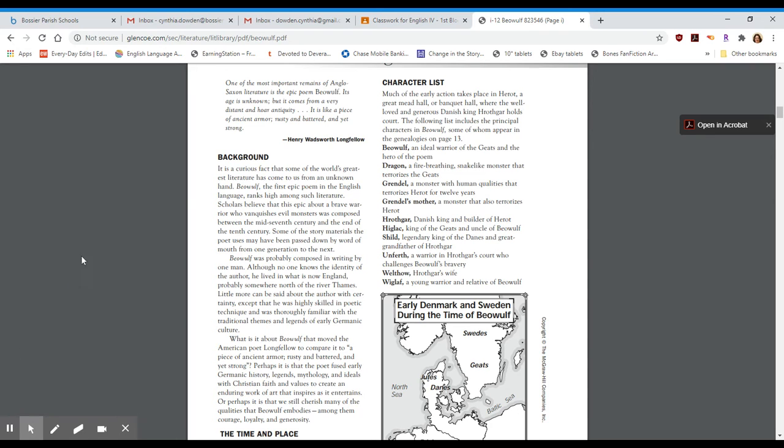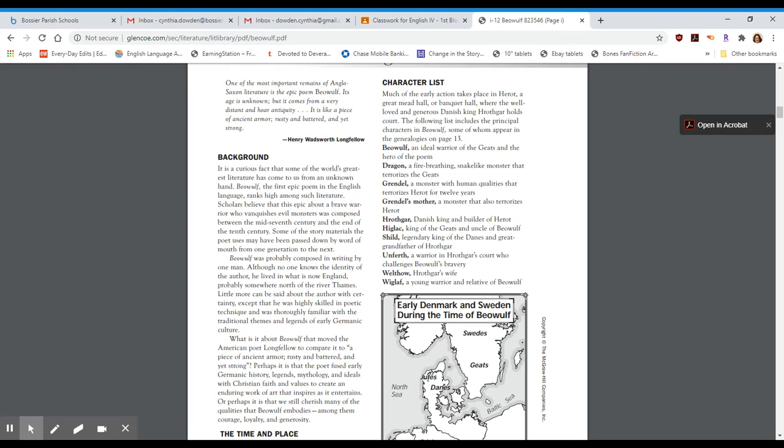Okay, you have a list of characters on the right, and the list is pretty interesting because you have a dragon, you have a monster, you have a king, multiple kings, actually legendary kings, you have warriors, one person's wife, so that kind of gives you an idea about the role of women in the Anglo-Saxon literature. And then, of course, Beowulf is the hero of the poem.